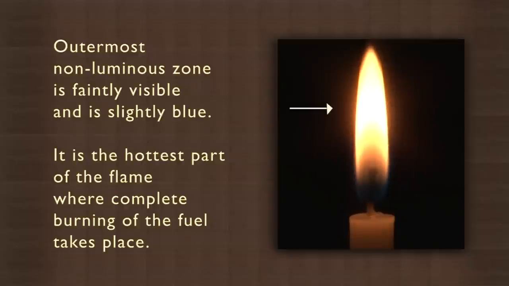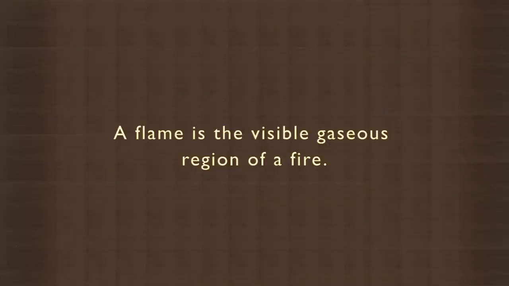Outermost non-luminous zone is faintly and barely visible and is slightly blue. It is the hottest part of the flame where complete burning of the fuel takes place. A flame is the visible gaseous region of a fire.